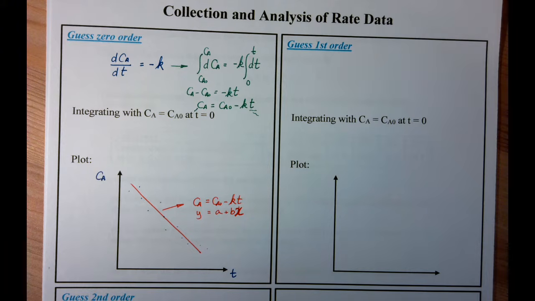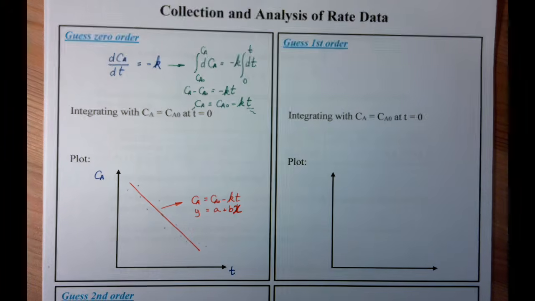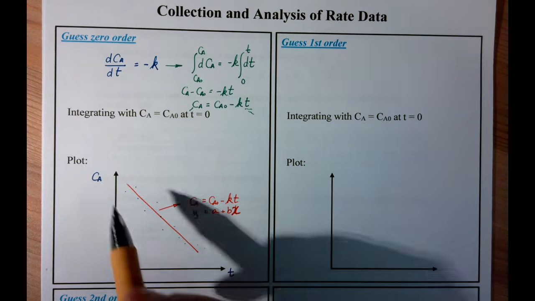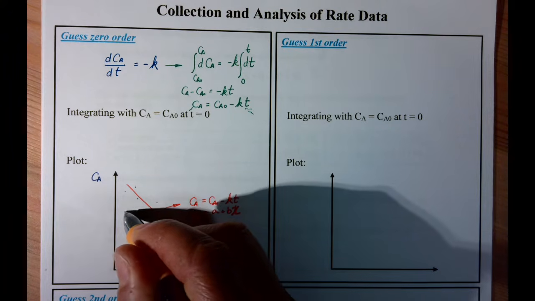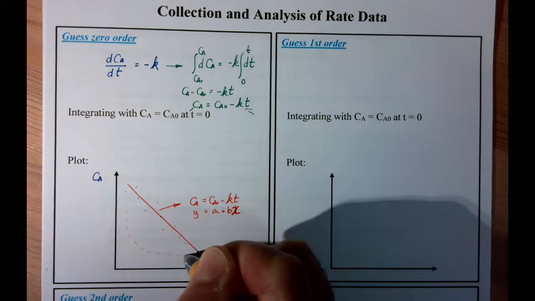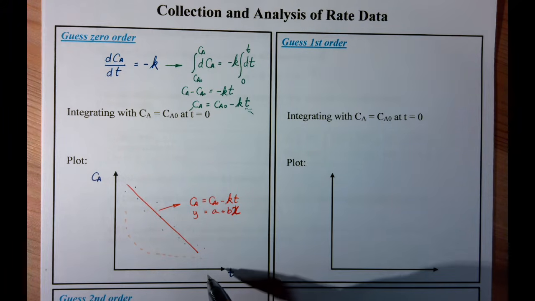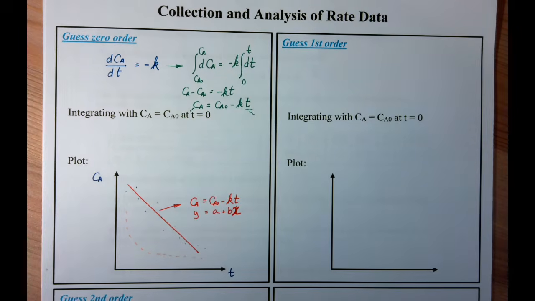Okay. Now, if you plot your experimental points, your experimental concentration as a function of time, and it does something like this, well, then it doesn't fall on a line, and therefore that guess of zero order is not valid. You would know that that is not the order of your reaction, so you'd have to guess another number.